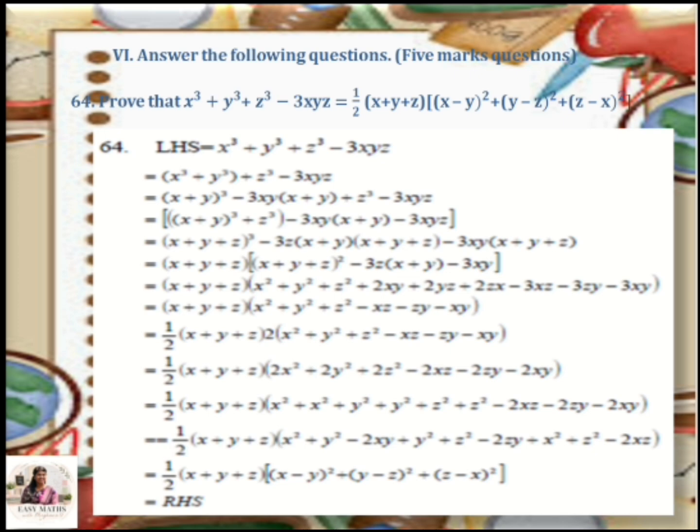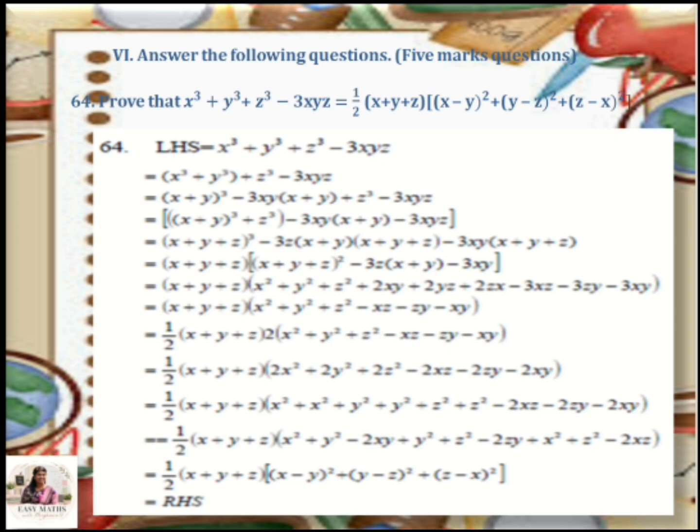minus 3xyz. Here you know the formula, x cube plus y cube can be written as x cube plus y cube plus 3xy into x plus y, like that only. Here we have 3 terms, so I can write it as x cube plus y cube plus z cube plus 3xyz. Now by doing the grouping, I can write x cube plus y cube minus 3xy into x plus y plus z cube minus 3xyz.